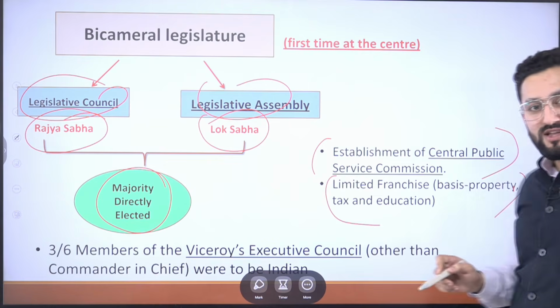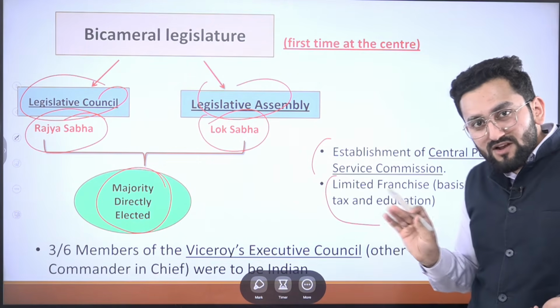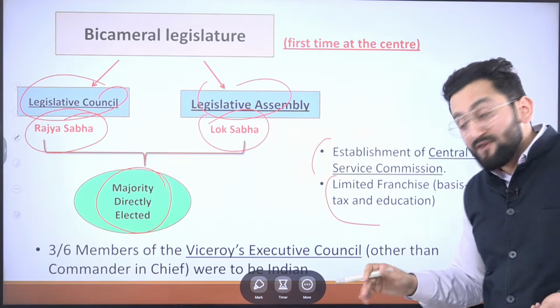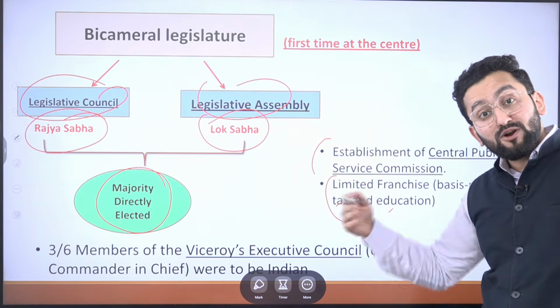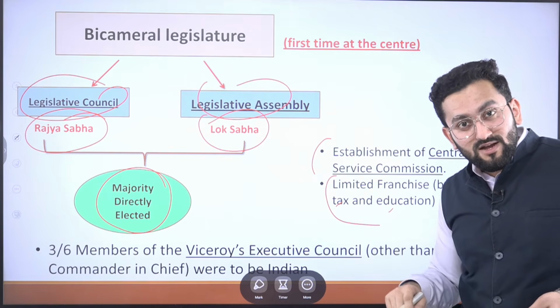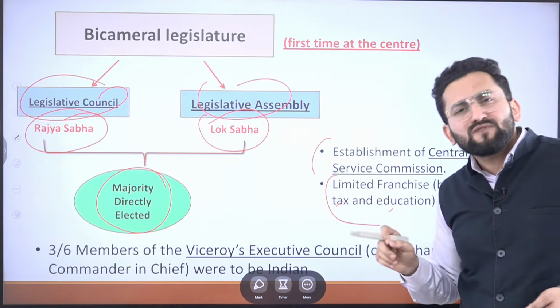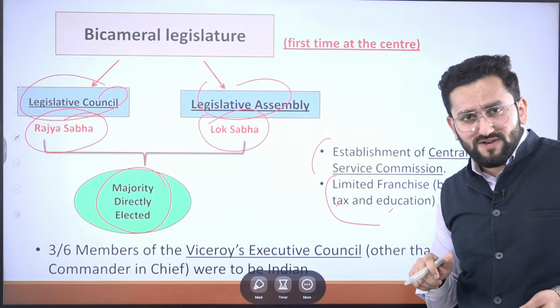Limited franchise was there. It means everyone did not have the right to vote. Voting rights were given on the basis of property, tax and education: the tax you pay, the property you have, the education you have. Only around 10% of Indians had this right to vote at that point of time.